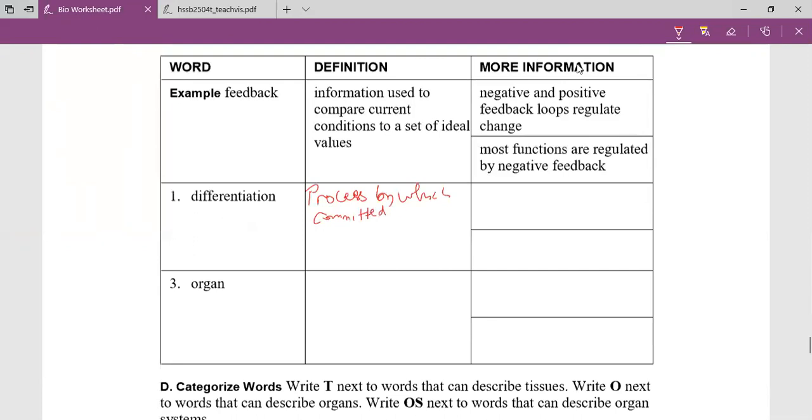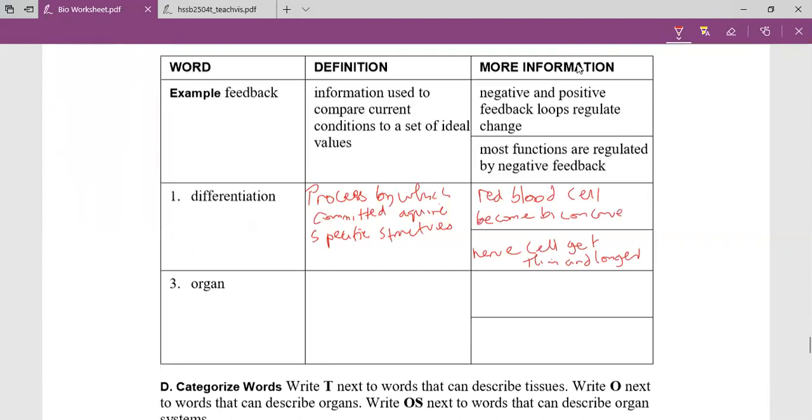Acquire specific structures. Give more information about it. A skeletal muscle cell acquires the function of a highly specialized cell. A red blood cell becomes biconcave. A nerve cell gets thin and longer.